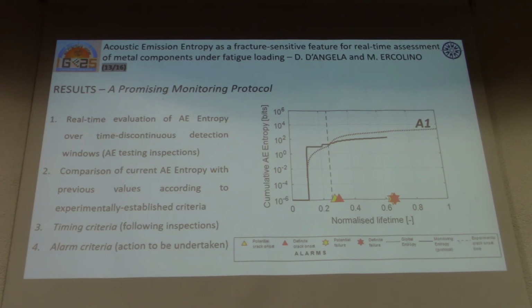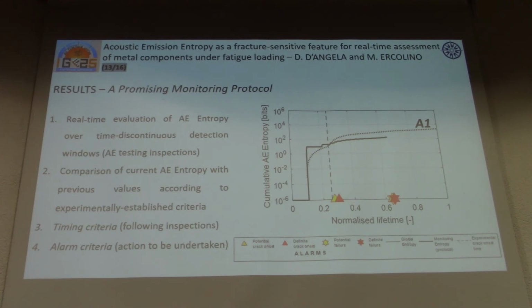The time criteria define the following inspection. When is the following inspection due? This is actually a function of the current response of the comparison between the current entropy and the previous evaluated entropies. This also allows to define the alarm cases with the consequent actions to be undertaken. As a preliminary result, I only show here a curve to show the potential, the promising approach.